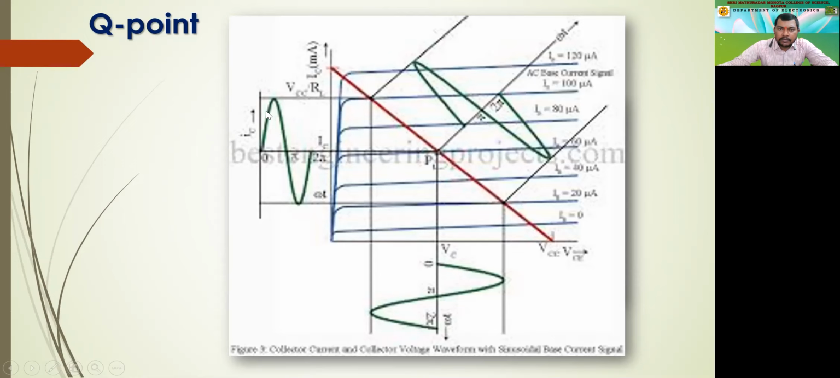So if you are able to see that the whole AC signal is being amplified over here as we are working in the active region. Similarly, the voltage over here in this portion, the VC, is also working. VC is also having the full AC cycle being amplified.